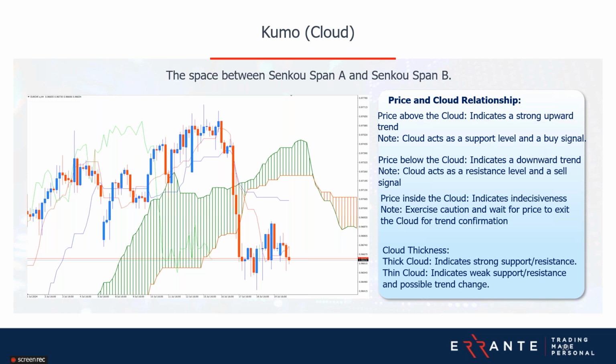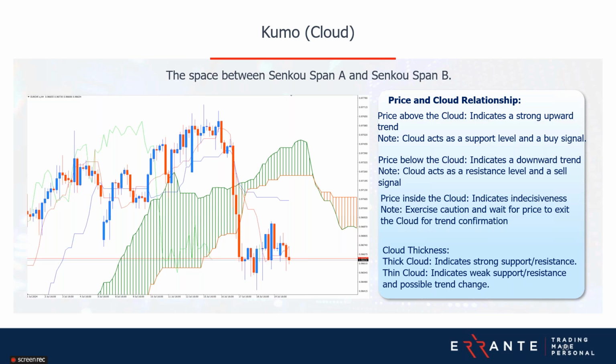The next thing which is important is the thickness of the cloud. The thickness of the cloud also provides important information. A thick cloud indicates a strong support or resistance zone. The thicker the cloud, the stronger the support and resistance are. And the thin cloud indicates weaker support or resistance. So when we have a strong support or resistance, we don't expect the price to breach it sharply.